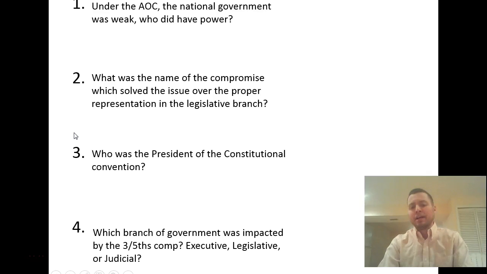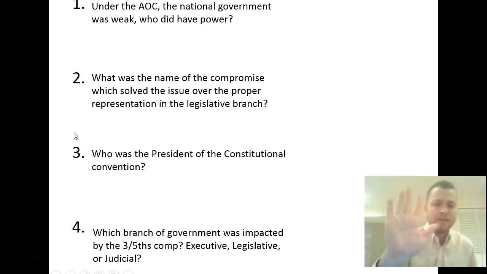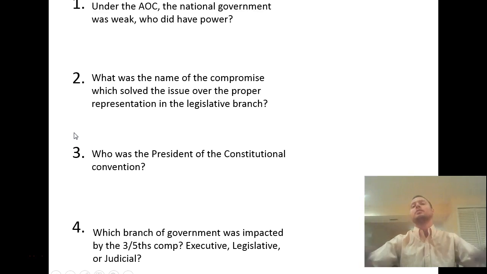Number 4, which branch of government was impacted by the Three-Fifths Compromise? It's the legislative branch. But wait. For a bonus, was it in the Senate or in the House of Representatives? And the answer is the House. You got that right? Hey, great job. Yes, because the House means representation, like count your people, get your power. So the question is, well, how do we count these slaves?